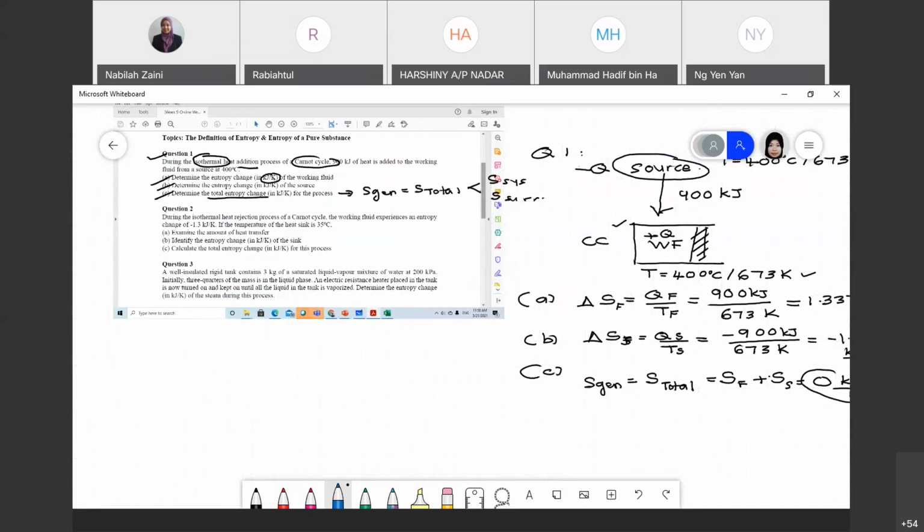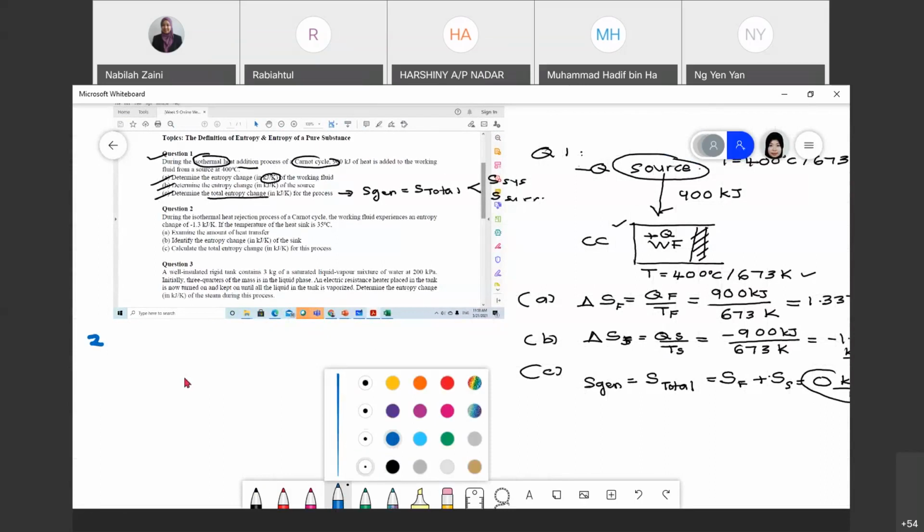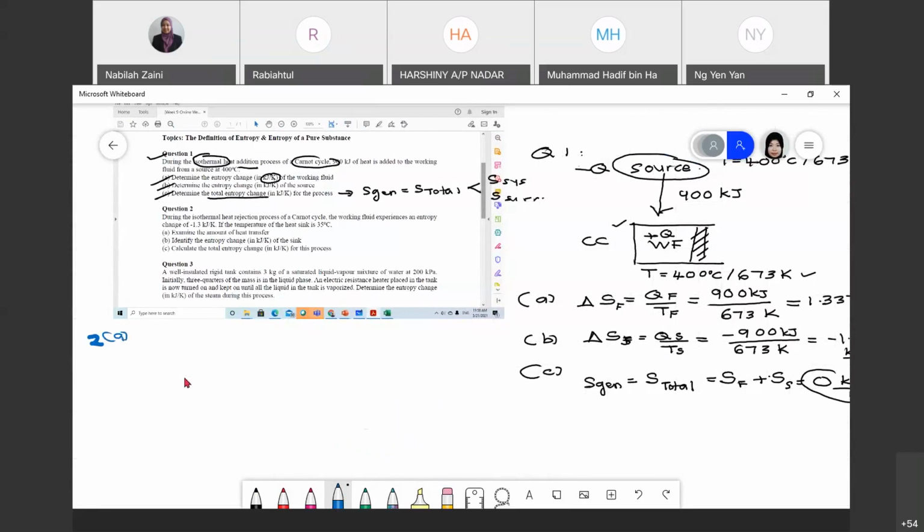Question number 2. During the isothermal heat rejection process of a Carnot cycle, the working fluid experiences an entropy change of negative 1.3 kilojoule over Kelvin. This is the contrast from question 1. Then the temperature of the heat sink is 35 degrees Celsius, so this is the rejection of heat process.